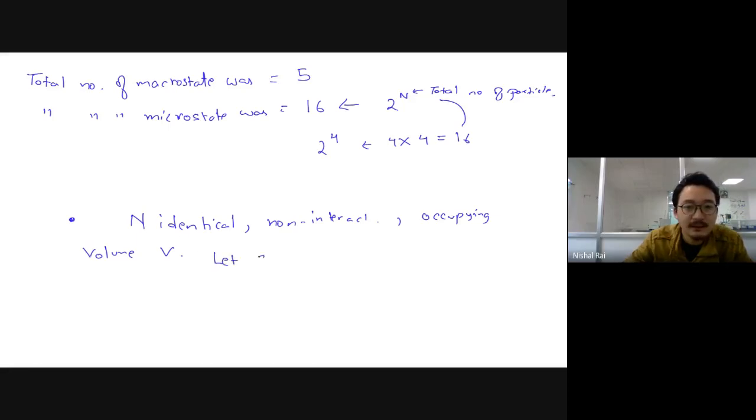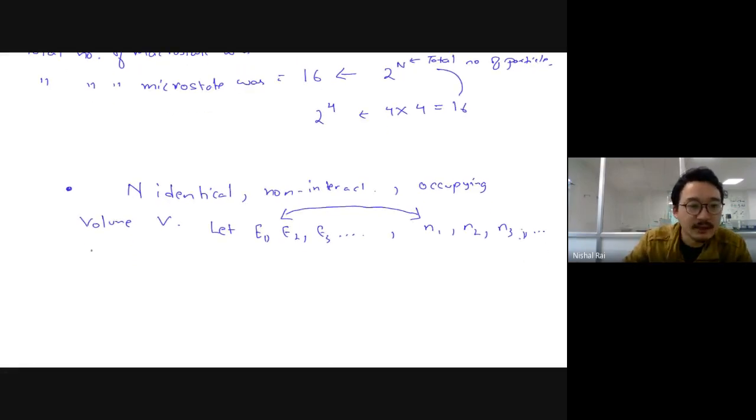Let E1, E2, E3, and so on be the energies of N1 particles, N2 particles, N3 particles, and so on. Basically, this means N1 is the number of particles having energy E1. Clear? Similarly for the others.